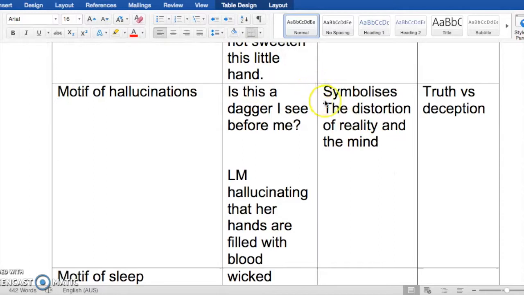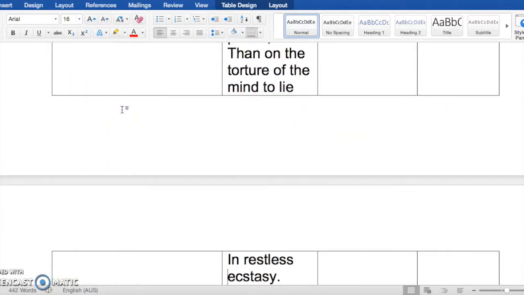So the motif of hallucination symbolizes the distortion of reality and the mind, and the theme is truth versus deception. If you can't tell the difference between reality and hallucinations, it's symbolic of the fact that truth and deception have sort of merged in this play, and nobody knows what's truth anymore. That's why Shakespeare has chosen this symbolism of hallucinations to explore this theme.